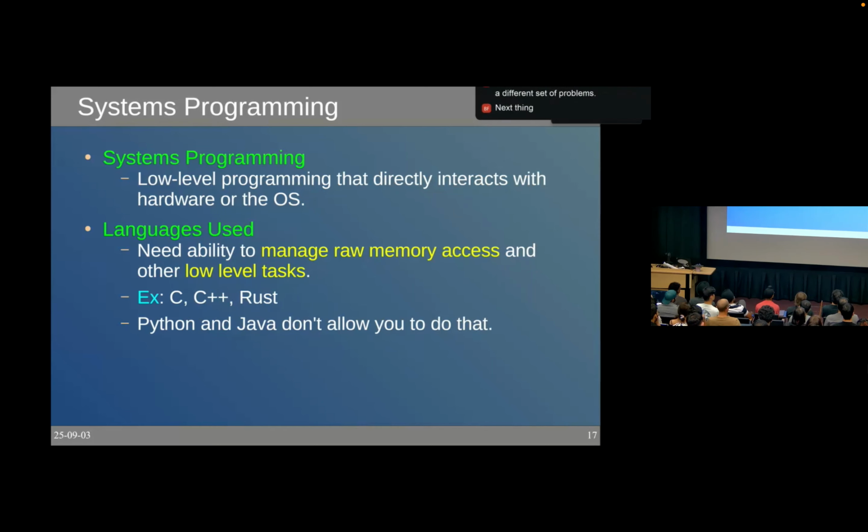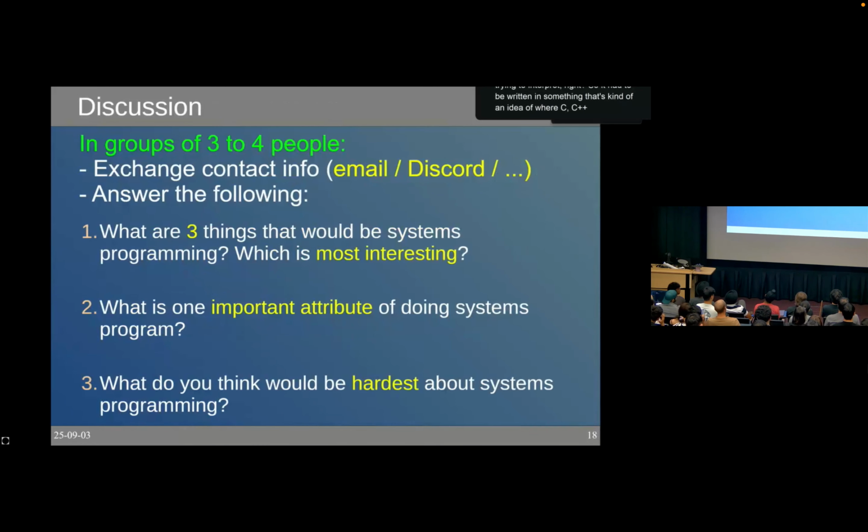Next thing is, what did they write the Python interpreter in? I don't actually know. C, could have been C. It's more likely to be C++ now. I'm not sure what it is. It wasn't Python, right? Oh, okay. Reference implementation is C. Cool. So you really can't write the interpreter in the language you're trying to interpret, right? So it had to be written in something. That's kind of an idea of where C or C++ or Rust would fit in.